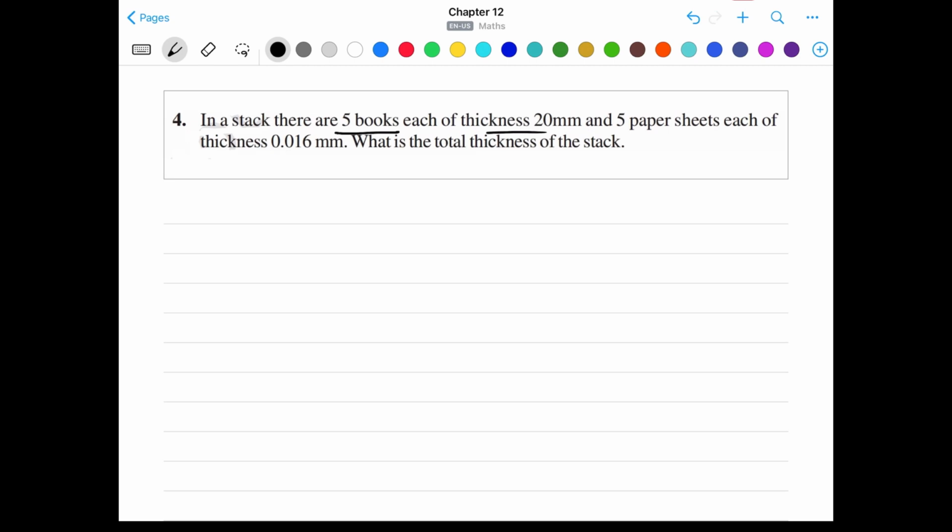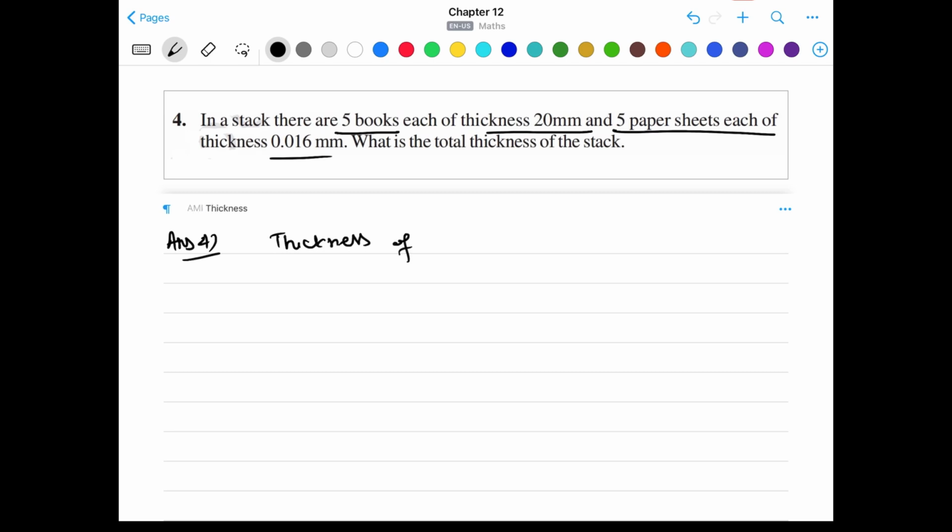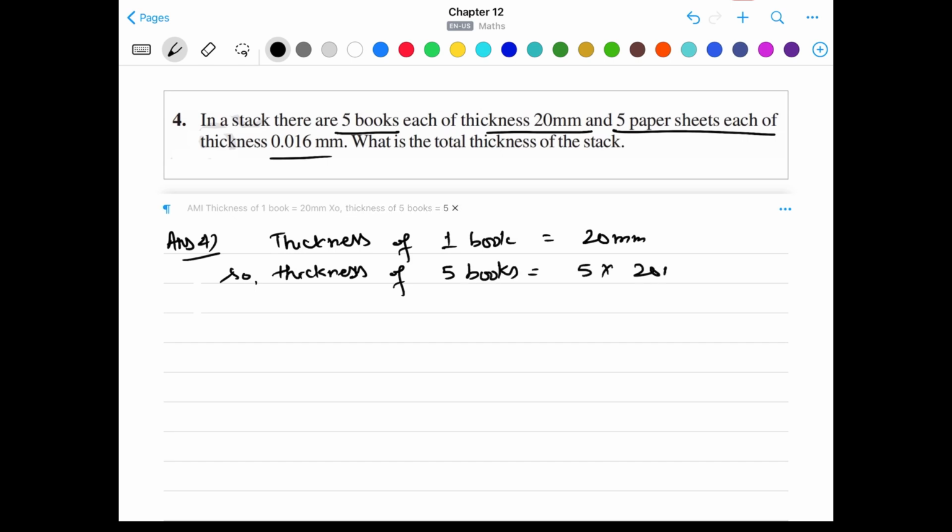Question number 4 is, in a stack there are 5 books, each of thickness 20 mm, and 5 paper sheets, each of thickness 0.016 mm. What's the total thickness of the stack? Okay, so let's start with answer number 4. We are given the thickness of one book as 20 mm. So thickness of 5 books will be 5 into 20 mm, that is 100 mm.